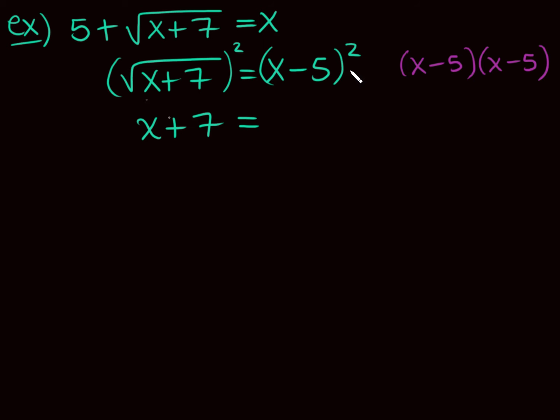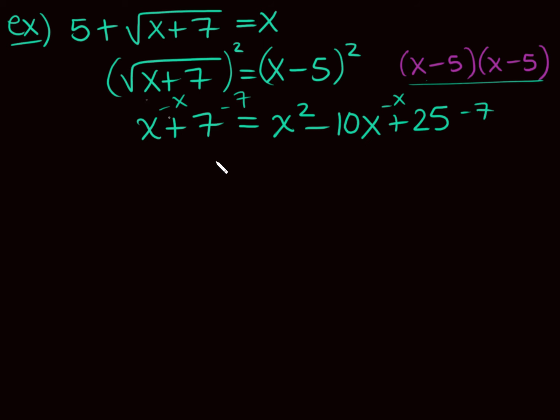What does it mean to square something? It means to multiply it times itself, right? So x minus 5 times x minus 5. You can FOIL that out and you can see that we'll get x squared minus 10x plus 25. Now I have a quadratic. How do I solve a quadratic? I set it equal to 0. So I'm going to subtract x from both sides. Subtract 7 from both sides. So we get 0 equals x squared minus 11x plus 18.